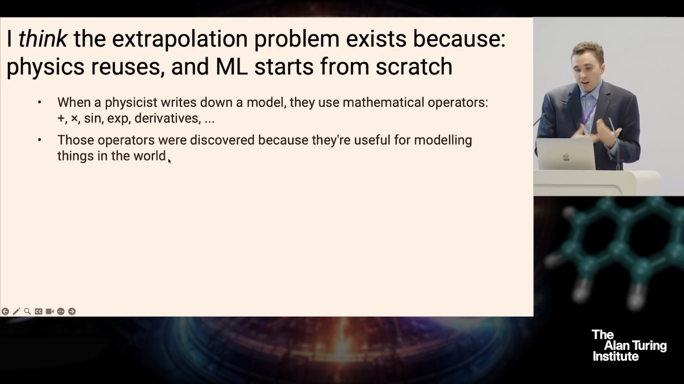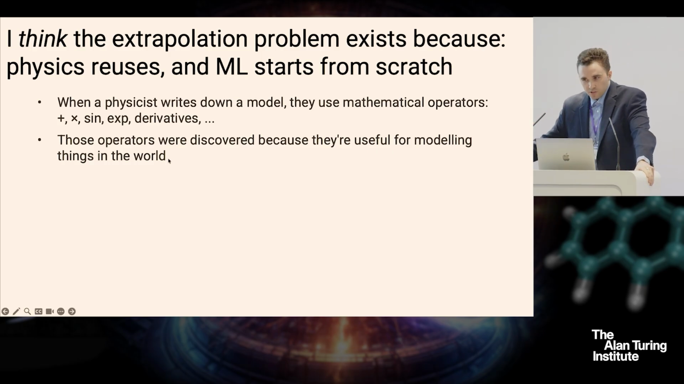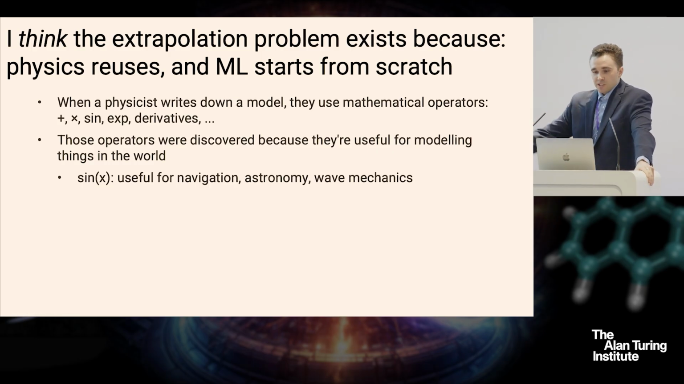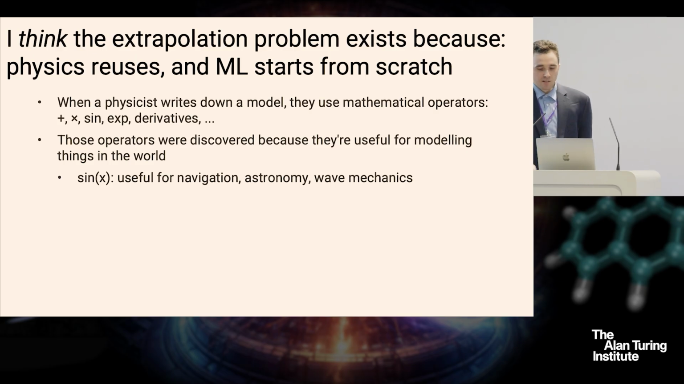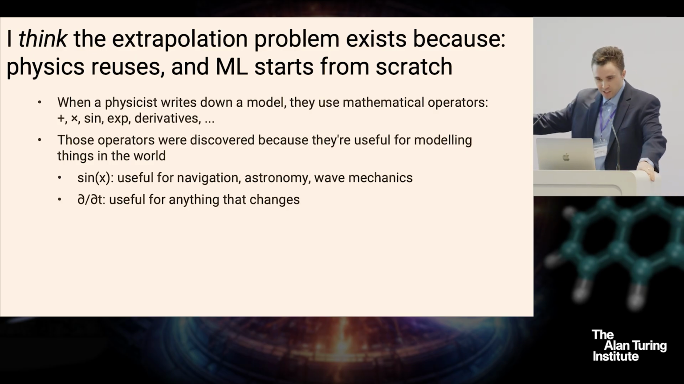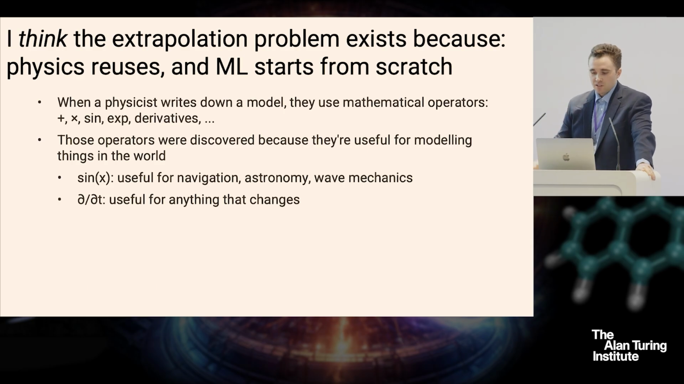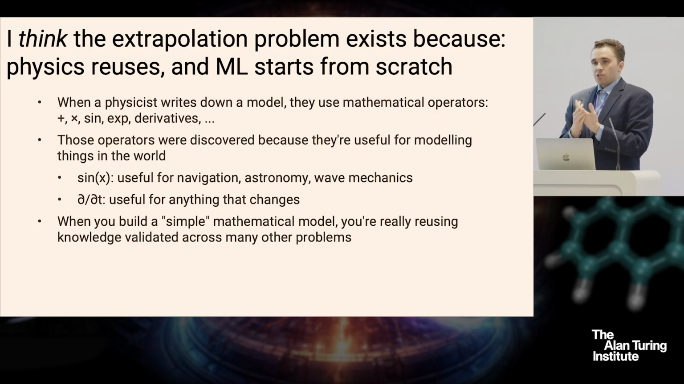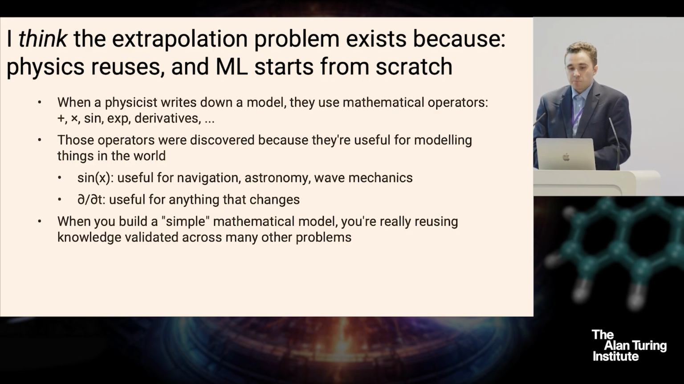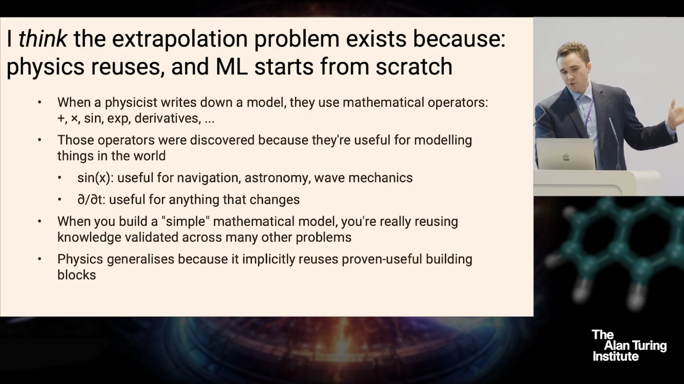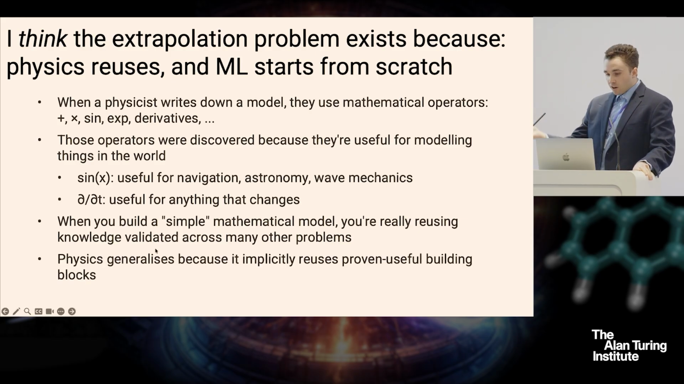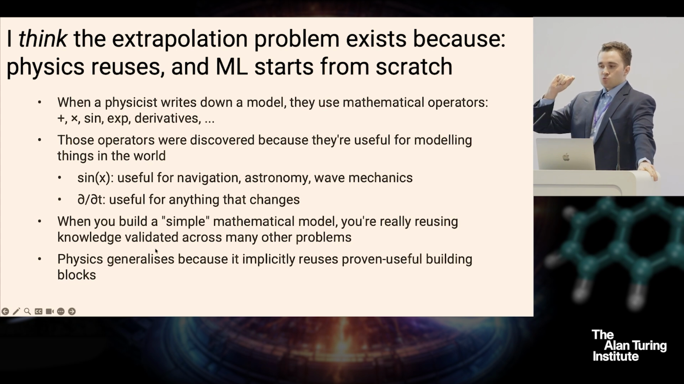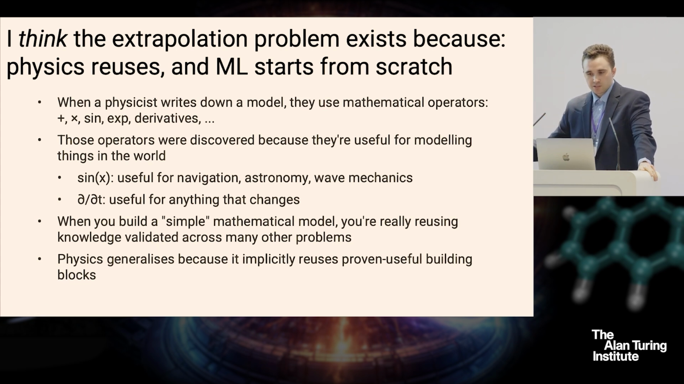These operators were essentially discovered because they're useful for modeling the world. So like sine of x, it's used in ancient astronomy, useful for wave mechanics, even things like a time derivative, useful for modeling anything that changes. So these are very general concepts that are useful in many different things. So when you build a simple model, what you're really doing is reusing knowledge that has been validated across other problems. And so physics generalizes well, in part, I think, because it reuses proven useful building blocks.